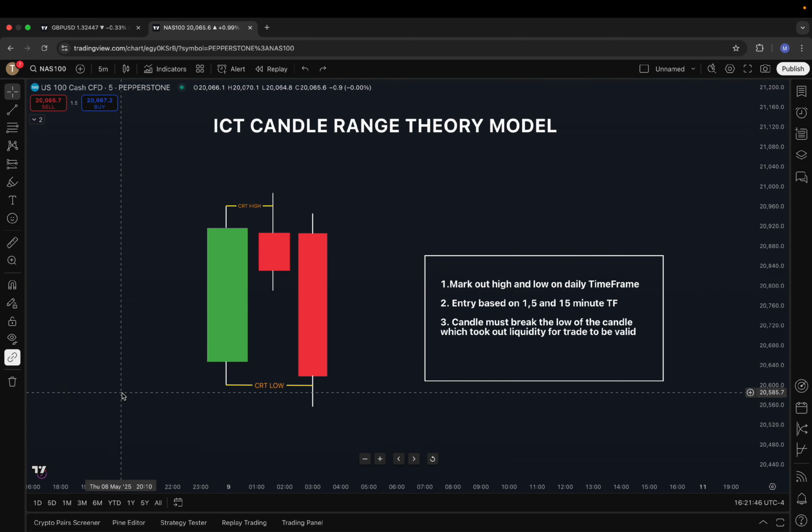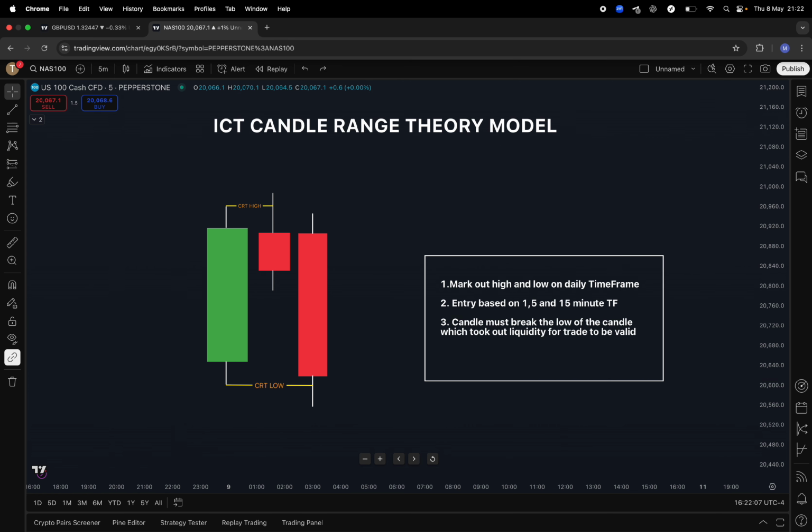In this video, I'm going to be going over a very high win rate ICT trading strategy called the candle range theory model. Let's get started. Now, there's 3 simple steps to follow to trade this strategy, and be sure to stay tuned till the end of the video as I'll be going over a chart example on GBP USD.